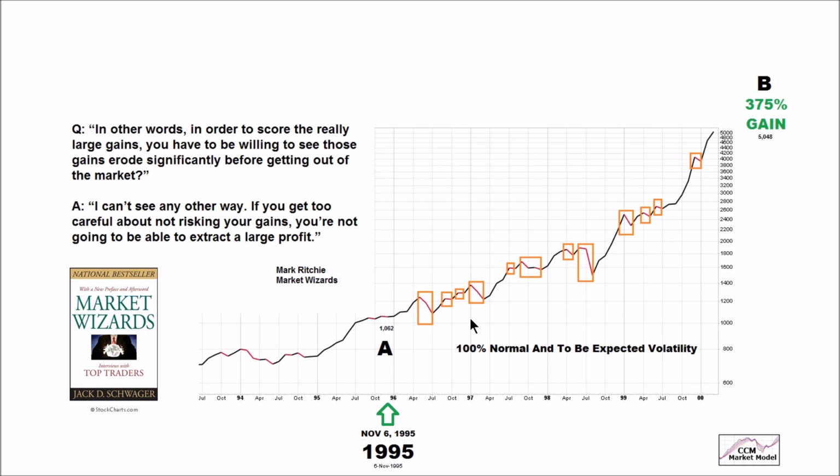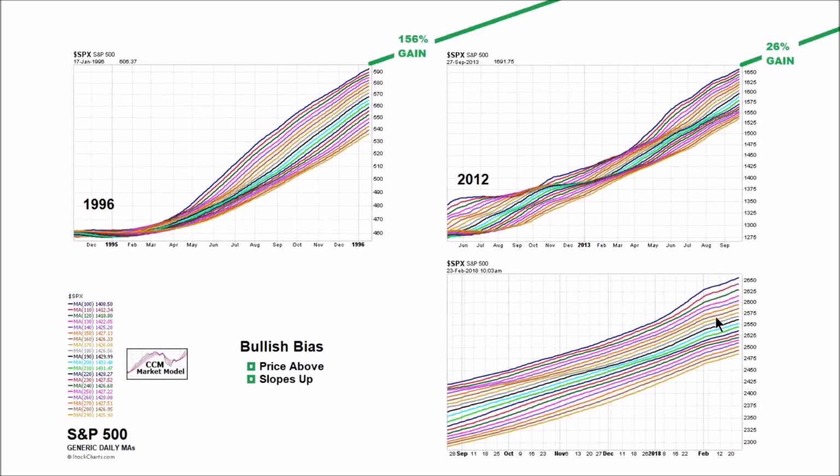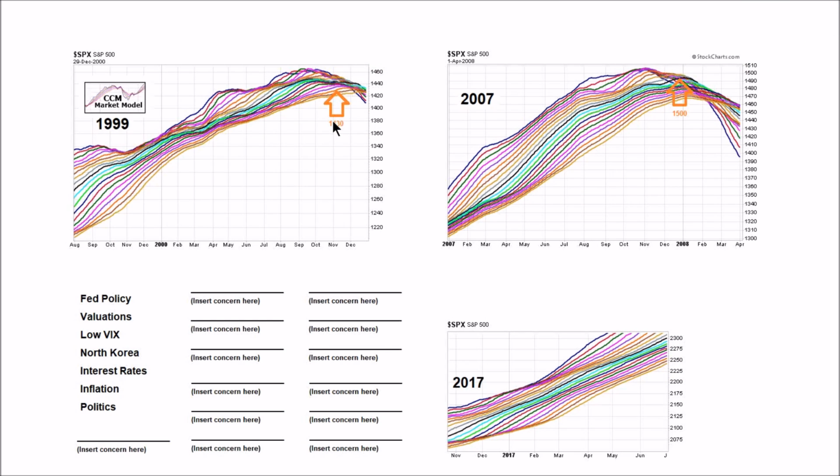And we know, just like the pullback that we've had, we're going to have 100% normal and to be expected volatility between a point A and point B. The model helps us discern between volatility to ignore within the context of an ongoing and already established bullish trend, and eventually what will morph into at some point in the future to volatility to respect. When will that happen? We have absolutely, positively no idea.